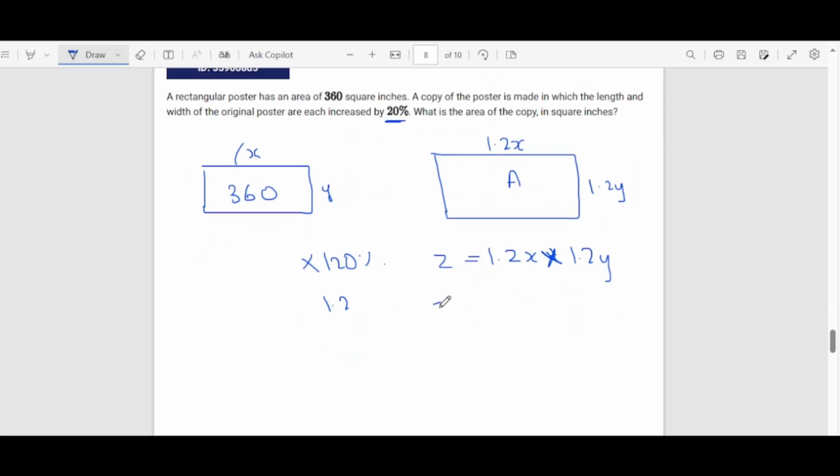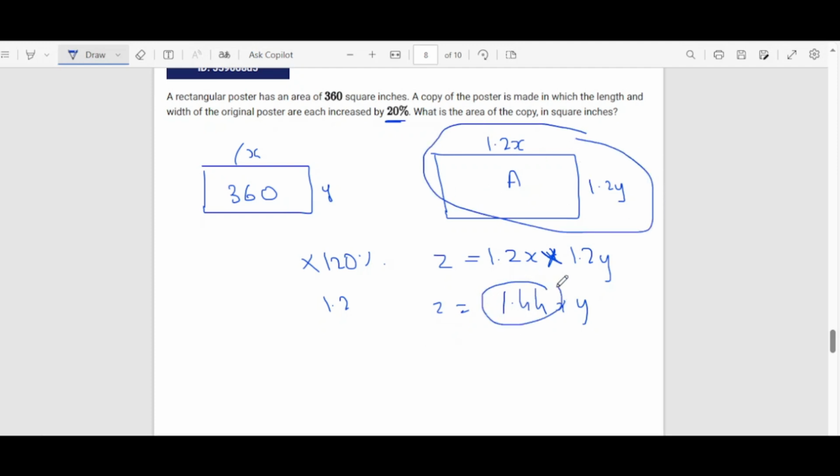All right, so let's just see that 1.2 into 1.2 equals 1.44, so 1.44xy. So this means that the area of this rectangle has been increased by 1.44. So let's just multiply 1.44 into 360, which gives us a value of 518.4, and this is our answer.